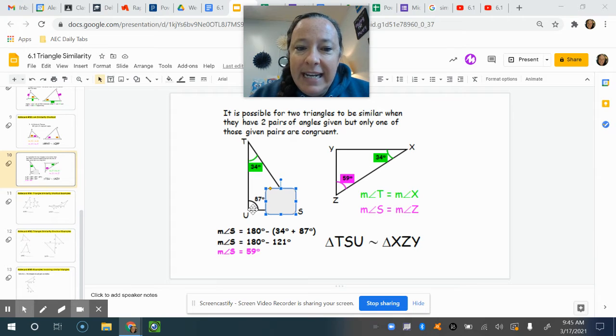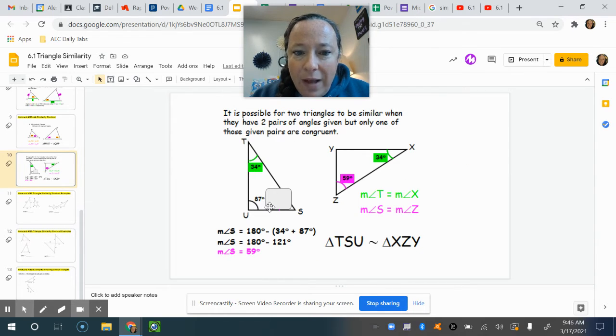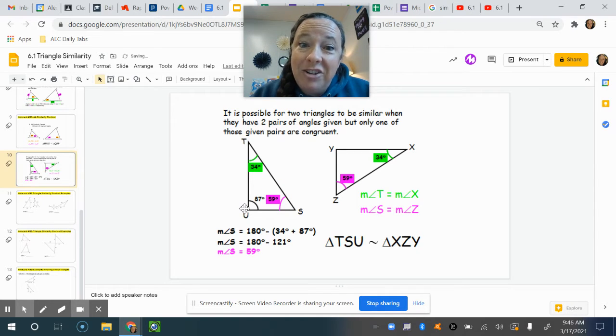I was given that this is 87 degrees, this is 34 degrees, and I didn't know this angle S, okay? I didn't know that angle. Now, we're also given that this is 34 and 59. You might say, I don't have two angles congruent to two angles, but we know the triangle angle sum. So we can figure out what this other angle is, and you could do it on this triangle as well. That's what this work is. Then figuring out what this other angle is. Of course, angle S you find is 59 degrees, which matches angle Z.